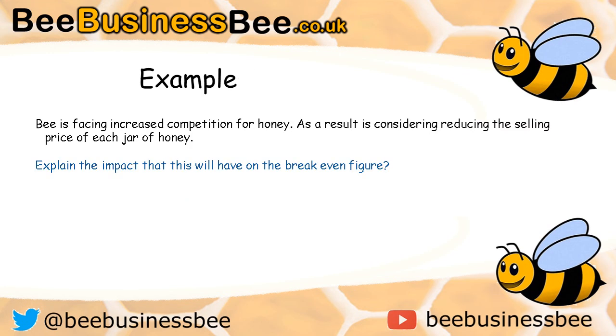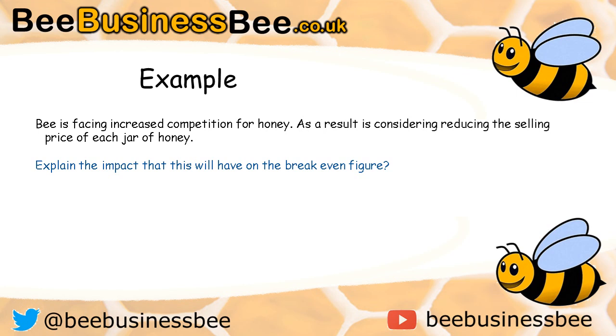Let's look at this example. B is facing increased competition for honey. As a result, it is considering reducing the selling price of each jar of honey. The question is, explain the impact that this will have on the break-even figure. So, you need to think about first, look at that question, what is the key term that we could define? Hopefully you spotted it, it'd be break-even. So you want to have your introduction line saying, break-even is.